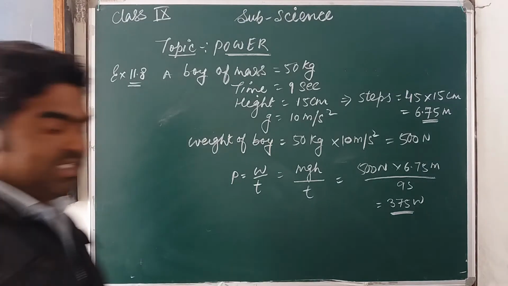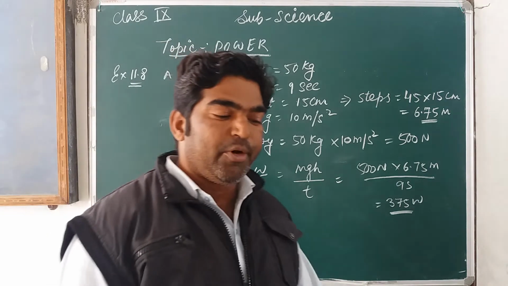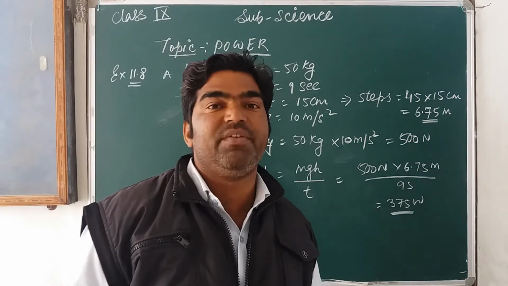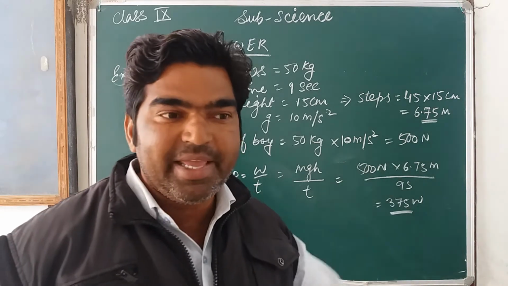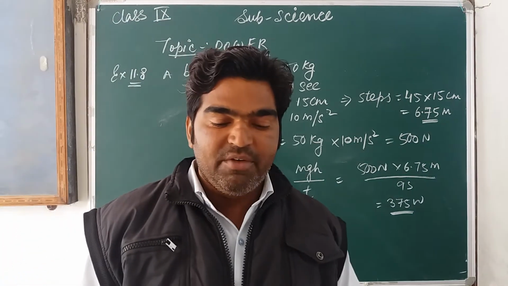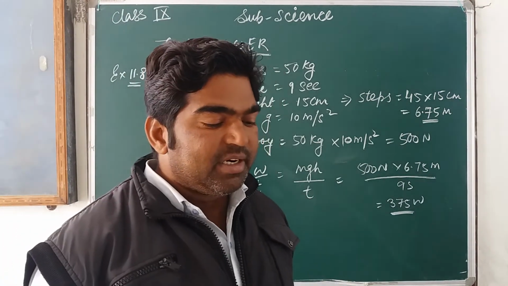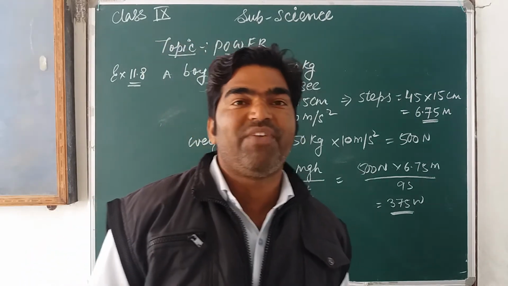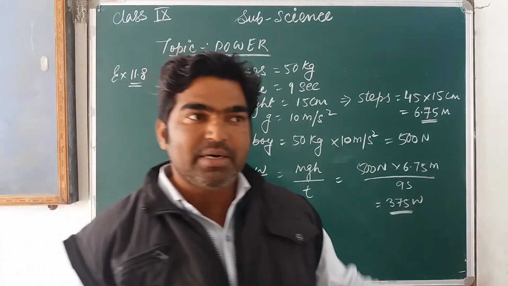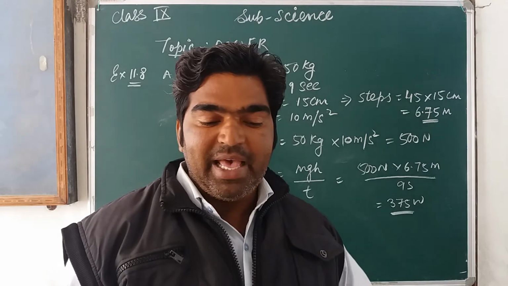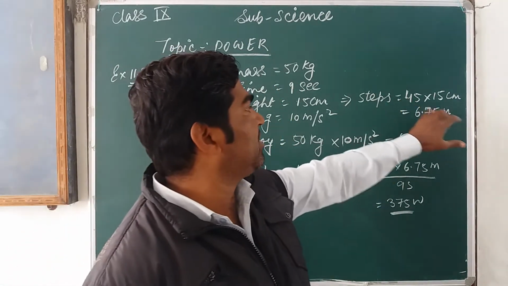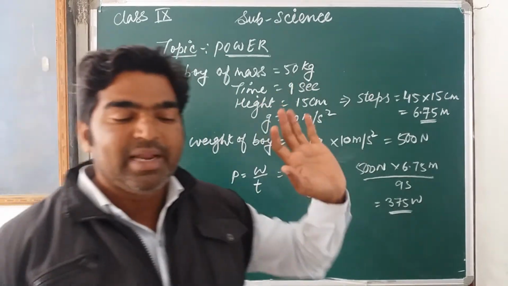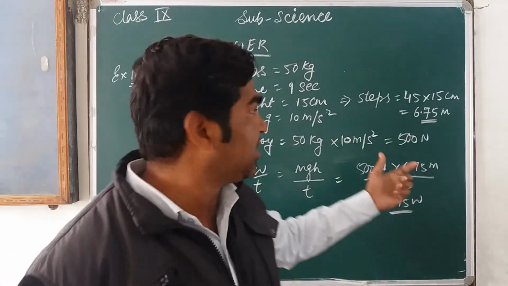Now everybody see this example 11.8, page number 156. The question says that a boy of mass 50 kg runs up a staircase of 45 steps in 9 seconds. That means to complete these 45 steps it takes 9 seconds, so the time is given as 9 seconds.